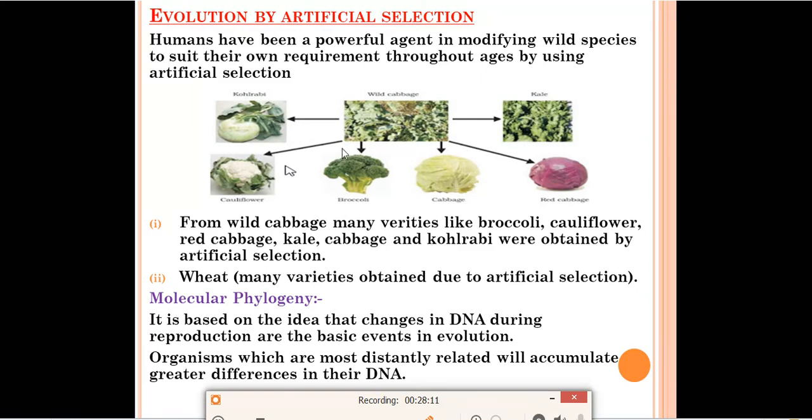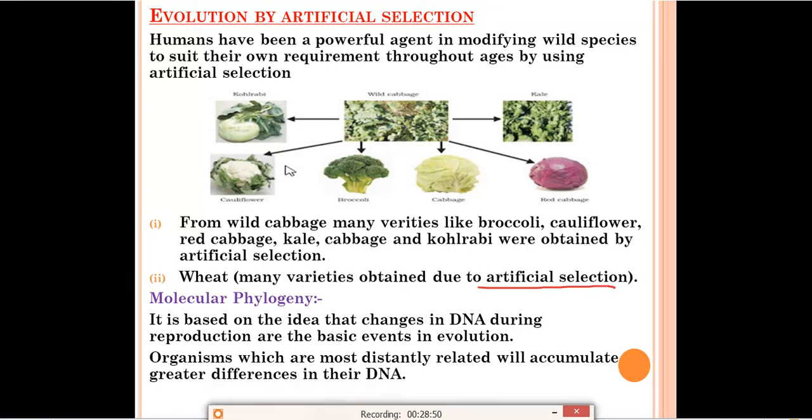Six varieties were made from the wild cabbage. Many varieties like broccoli, cauliflower, red cabbage, kale, cabbage, and kohlrabi were obtained by artificial selection. How are these varieties made? These are all made by artificial selection. Wheat too: many varieties are obtained due to artificial selection. Now we have so many varieties of wheat. If farmers want to grow wheat in their farms, when they go to the shops, the shopkeeper will give them so many varieties of seed. Different varieties of seeds are available in the market, and they can take them and grow them in their field. This is all because of artificial selection, because of humans.